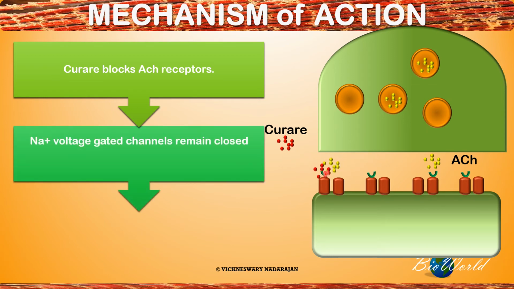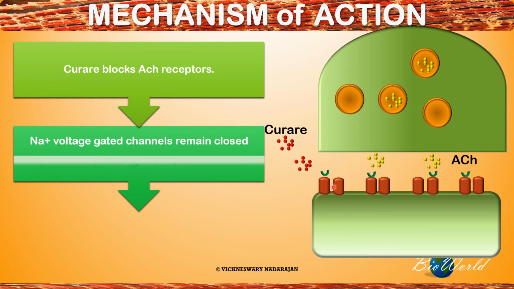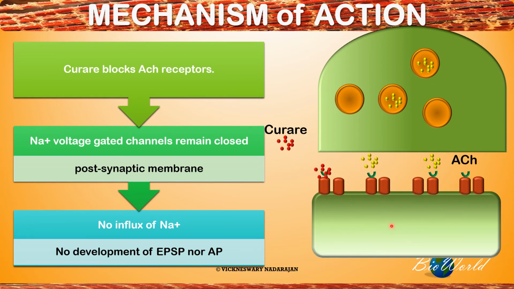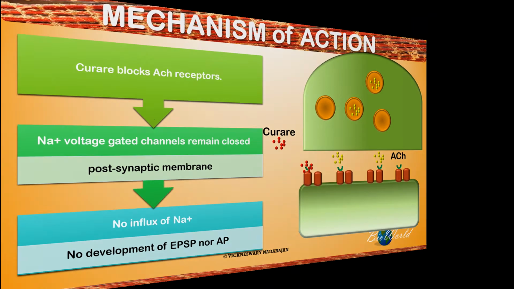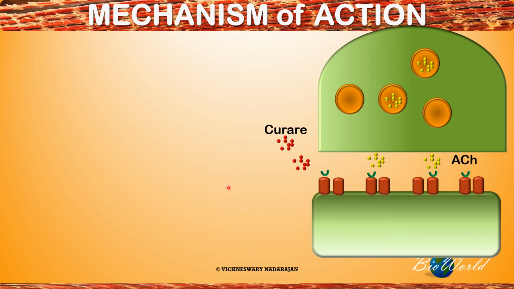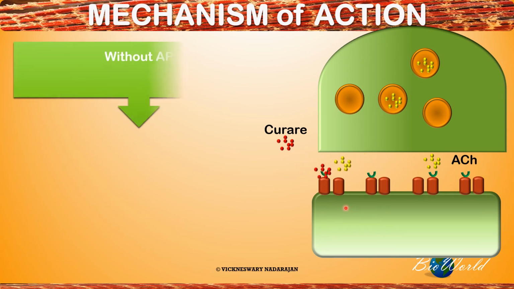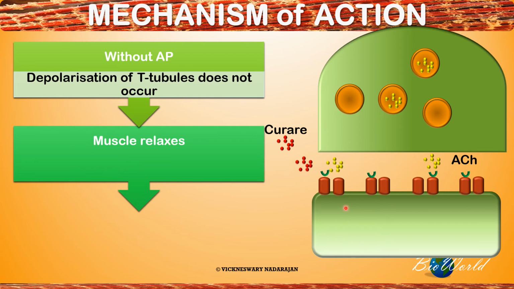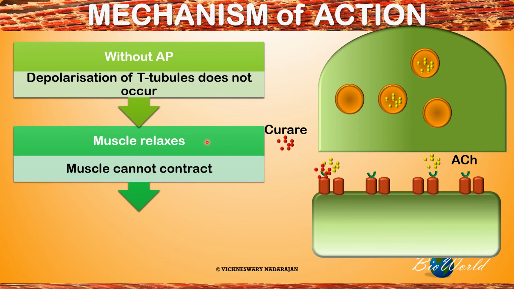So when curare is bound to the receptor, the sodium voltage gated channels cannot open. They will remain closed, and so they will prevent the influx of sodium ions. Without the influx of sodium ions, there is not going to be any EPSP or action potential generated. Without action potential, depolarization of the sarcolemma and the T-tubules will not occur. So, because of that, calcium ions will not be released from the sarcoplasmic reticulum and actin and myosin will not be activated. So, the muscle will be relaxed.